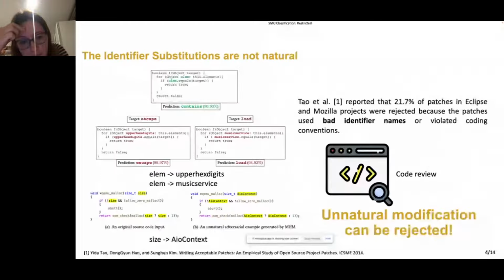However, software development is still a human-in-the-loop activity. Code review is widely adopted as one of the best practices. If we look at the adversarial examples on the left side, changing the name to random characters or music service is actually not natural. They are very likely to be treated as bad identifier names, and such obviously unnatural adversarial examples might be able to fool the model, but can be rejected by humans.